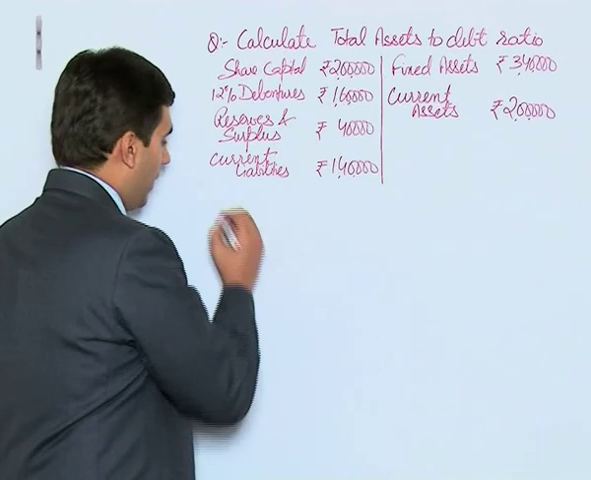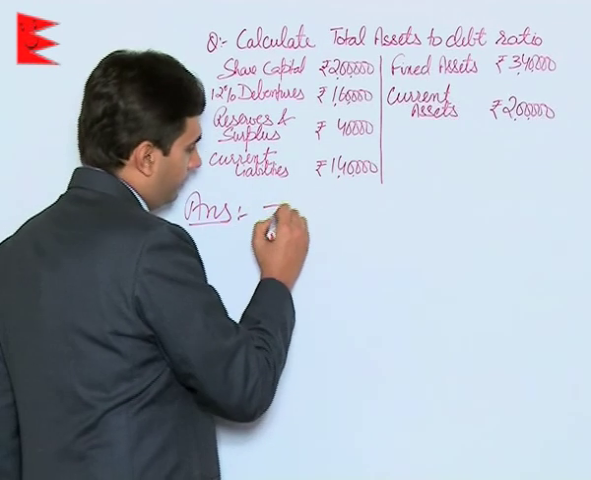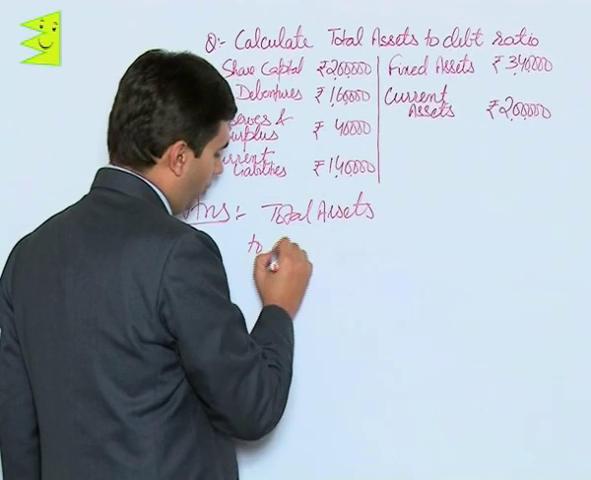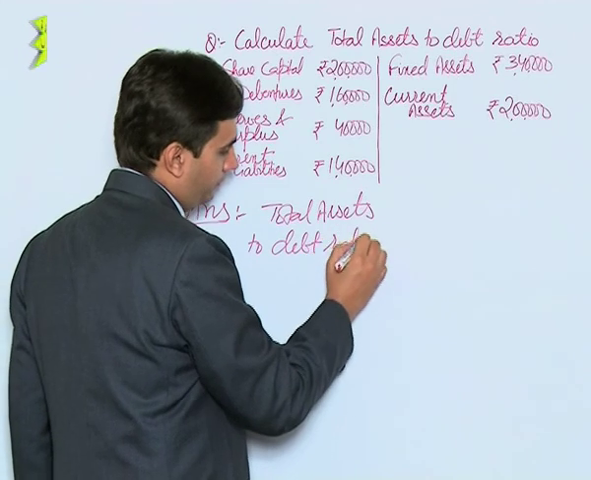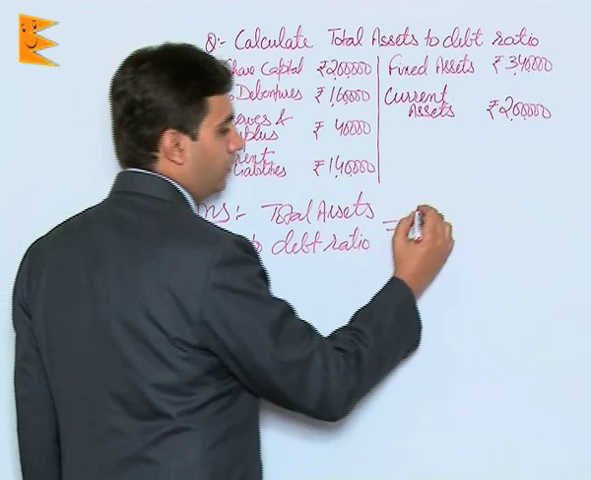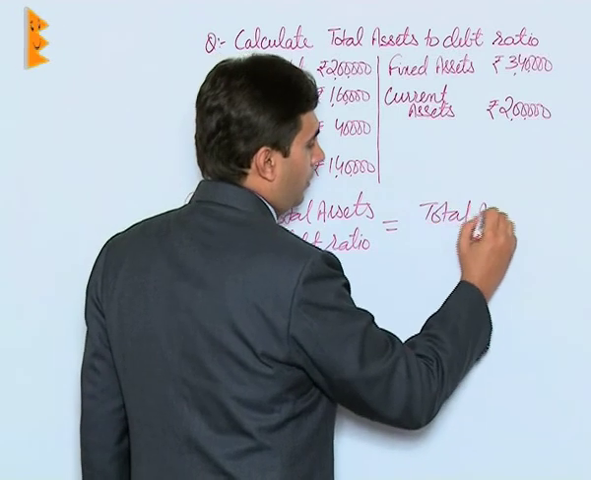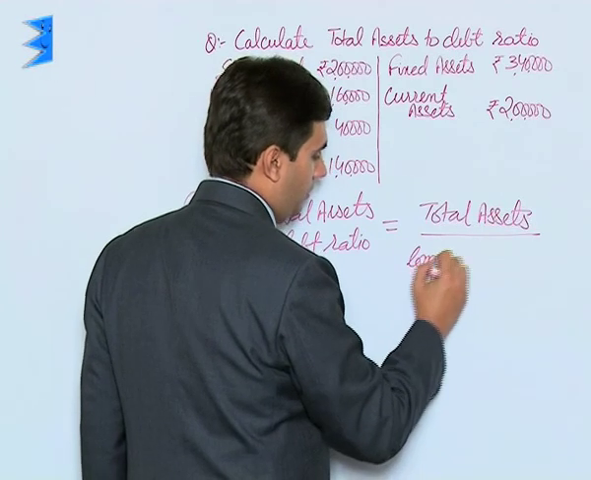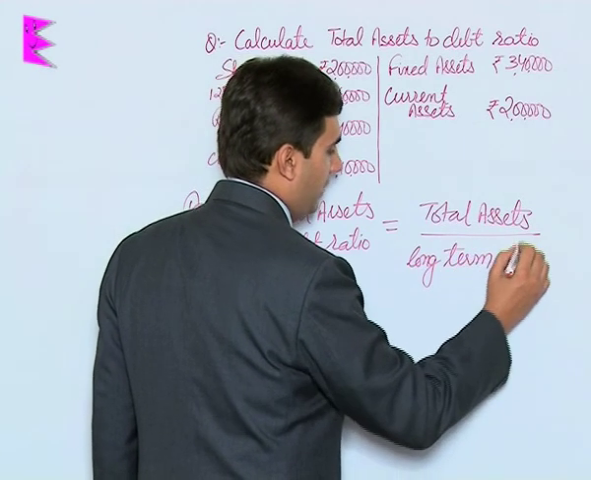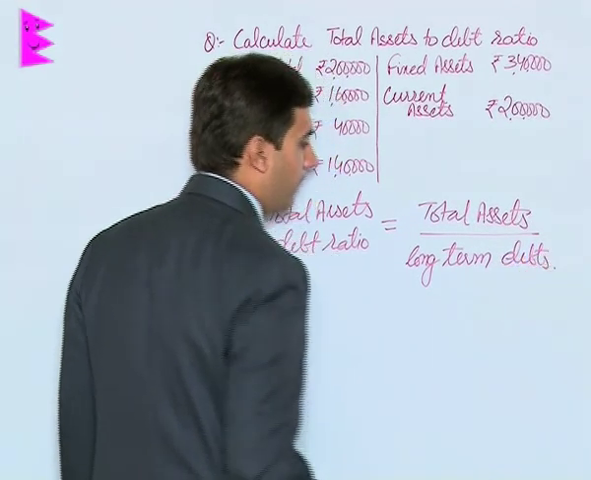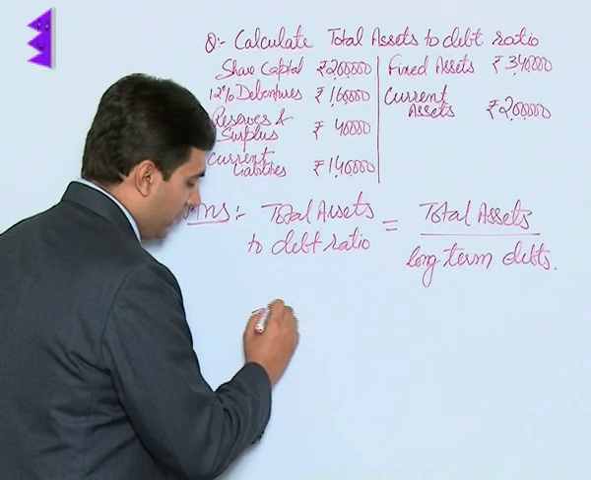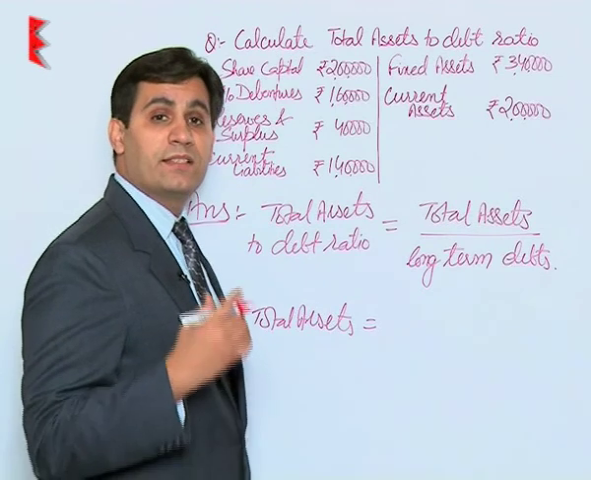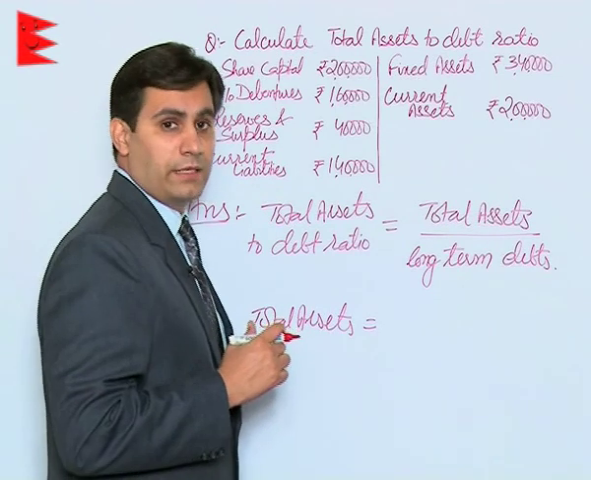Now students, total assets to debt ratio. Total assets to debt ratio is equal to total assets upon long-term debts. How do we calculate total assets? Remember, total assets imply the sum total of fixed assets and current assets.